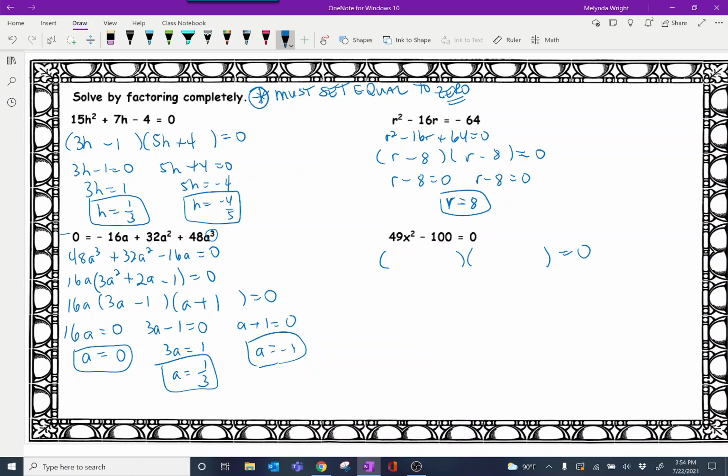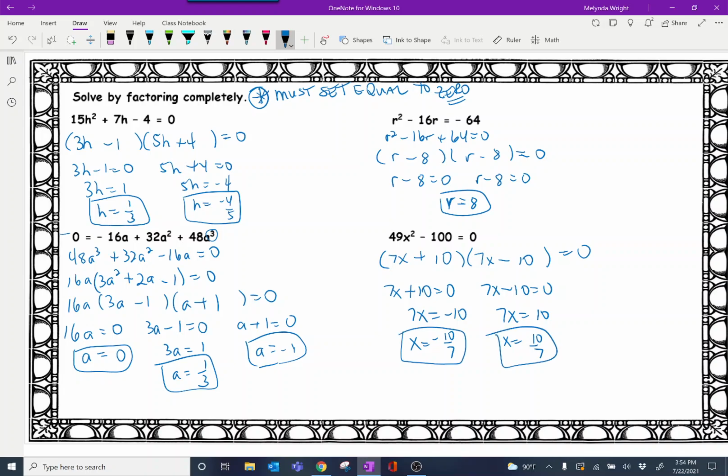These are perfect squares. So the square root of 49 is 7. The square root of x squared is x. And then we have plus and minus in our factoring pattern. Square root of 100 is 10. Great. Now we set each factor equal to 0 and solve. So 7x is negative 10, or x is negative 10/7, and 7x is 10, or x is 10/7. Yay. All right, there we go. There's our lesson on solving by factoring.